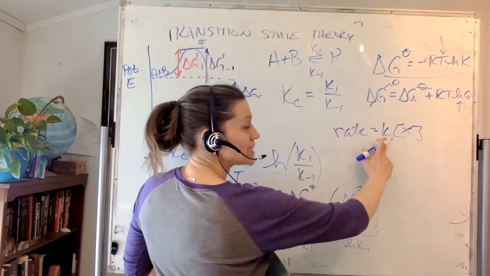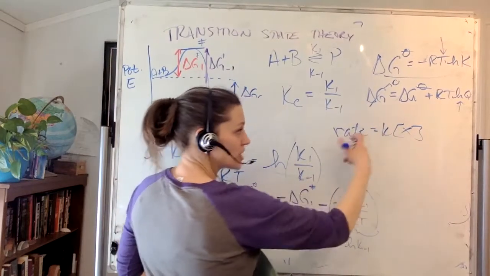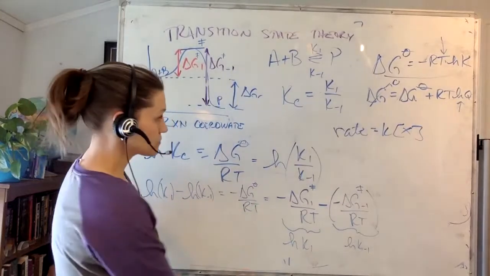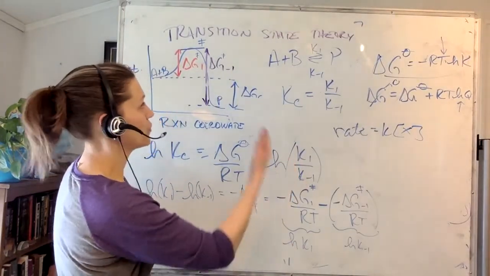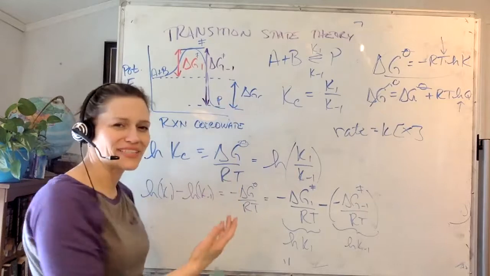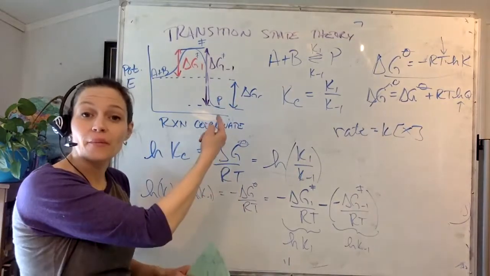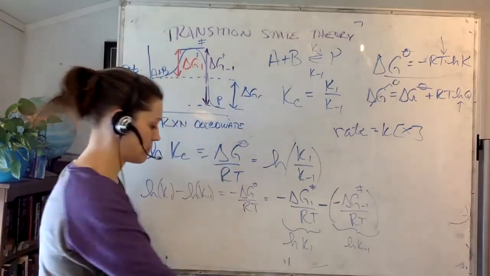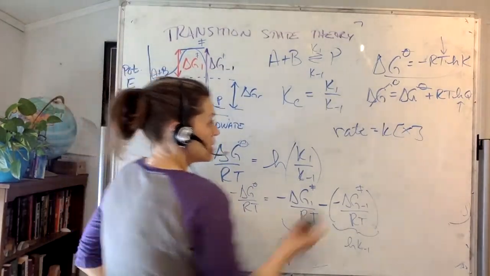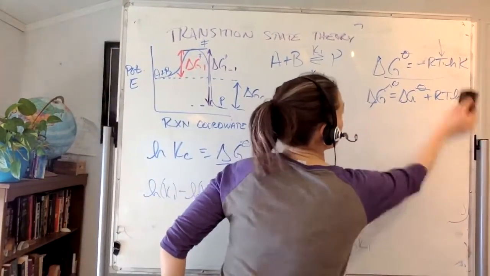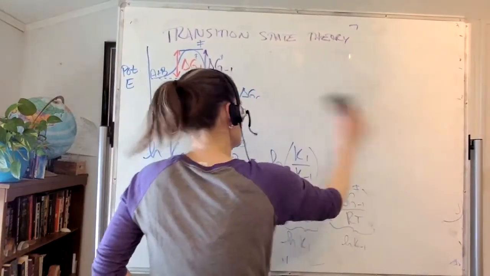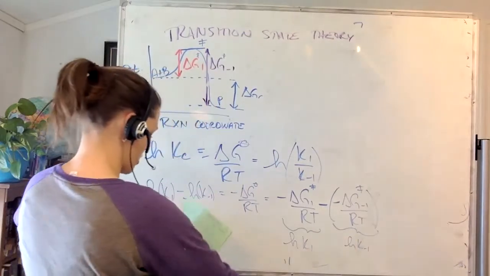If this value is really big, that means you're going to have a high rate. If this value is really low, you're going to have a low rate. So the K values can tell you the capability of getting to that transition state either from the product side or from the reactant side. Okay. Now I'm going to introduce another factor, actually a term, into this relationship.